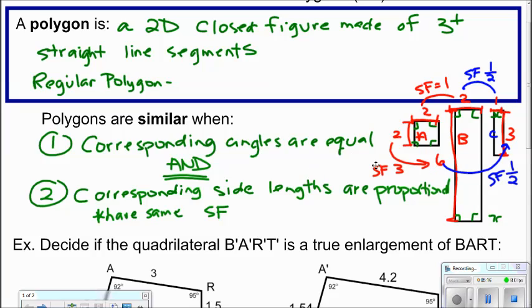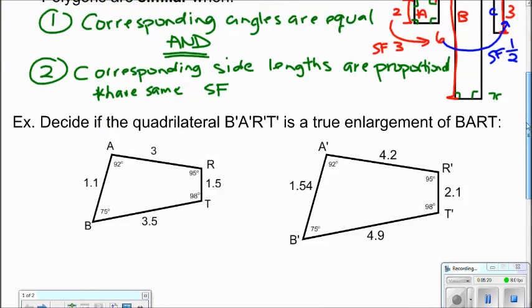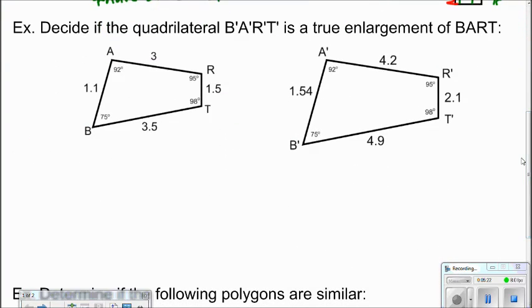So on all future examples, you're going to be checking that both the angle and side lengths fit in order for the shapes to be polygons that are similar.